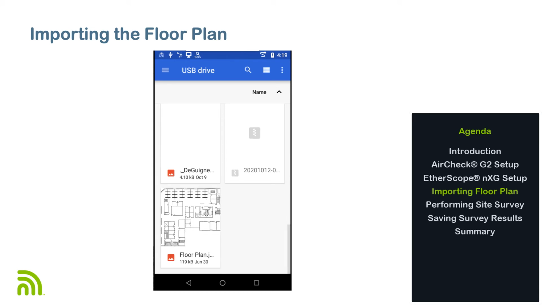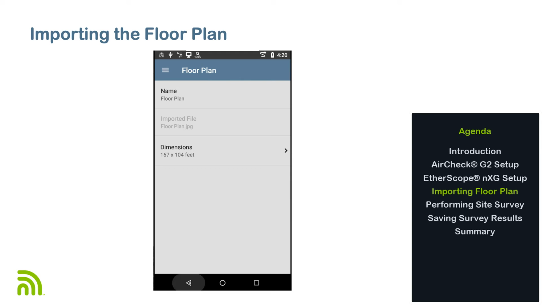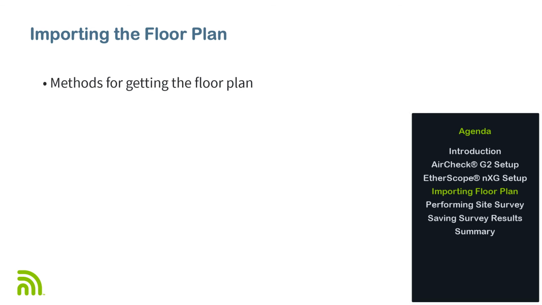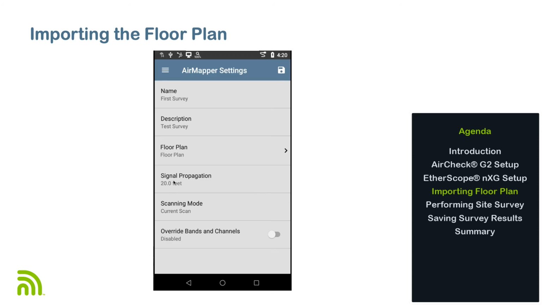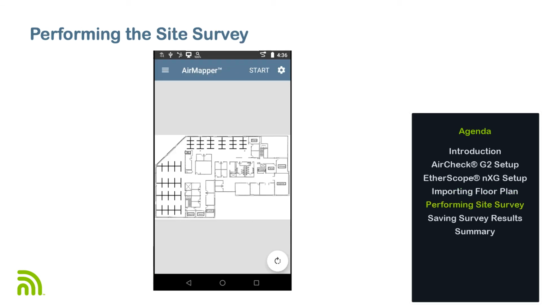After selecting the floor plan, I can calibrate using the same process as the AirCheck G2. I'll tap back, and I'll make sure the desired floor plan is selected. Then I'll tap back one more time. Since the EtherScope nXG can utilize a number of Android apps, your options for getting the floor plan file to the analyzer are many. Use a web browser, email, cloud-based storage app, whatever works best for you. Using the previous recommendations, I'll enter a signal propagation value and tap OK. Now I'm ready to perform the site survey.